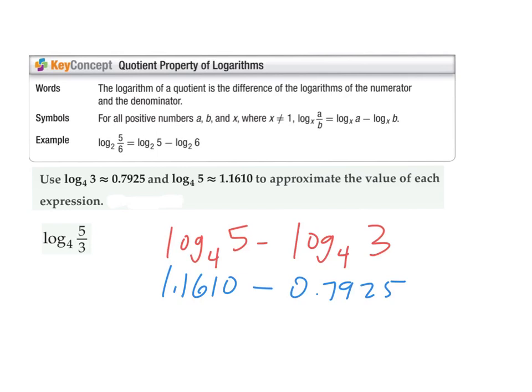So now we just substitute those values in and do the subtraction. Are there questions about that? I'm not quite done. I got one more step. But questions about how I came up with this? How many understand where that came from? Raise your hand. Okay, good. So there's my final answer, 0.3685. That's how you would use the quotient property.